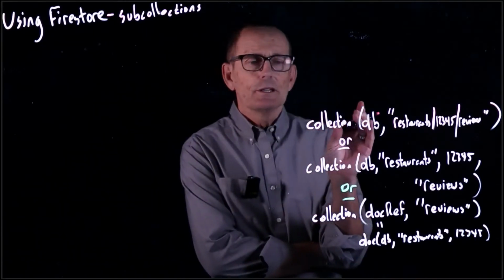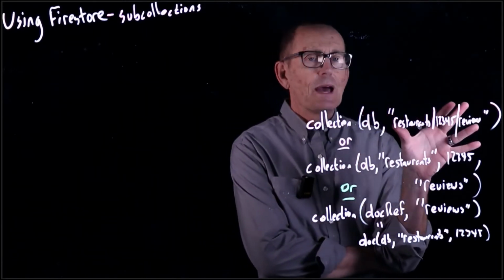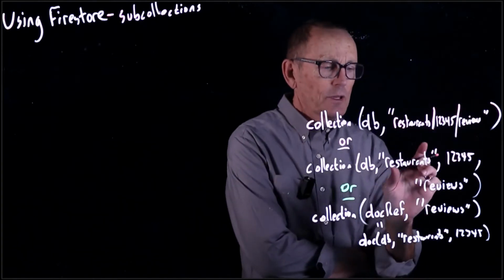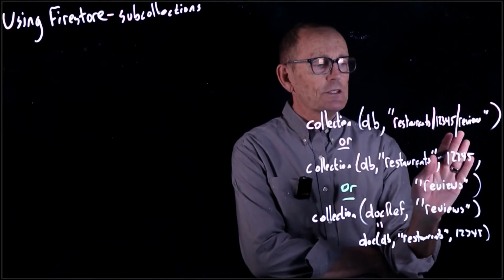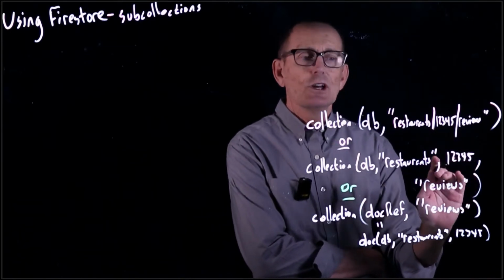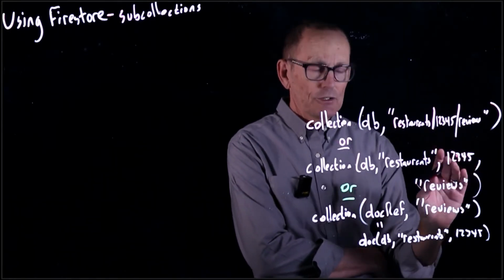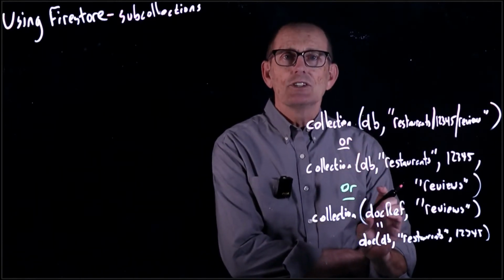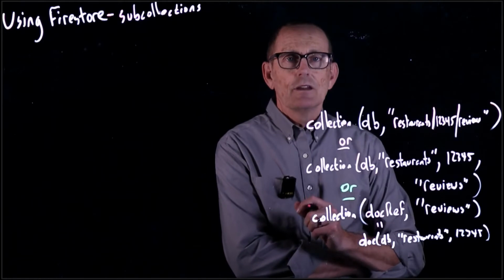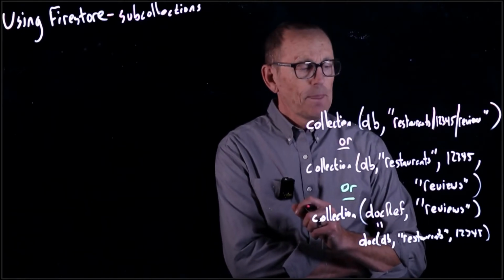The key things to note here are in collection, we can pass a path separated, or we can pass multiple components, because remember before we were just saying collection db restaurants, and we didn't have these additional what are called path segments. Alternatively, we don't have to start at the root. We can just start at any given document and then go down and find a collection.